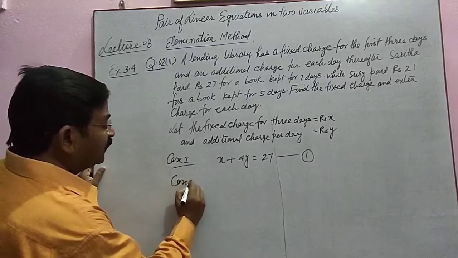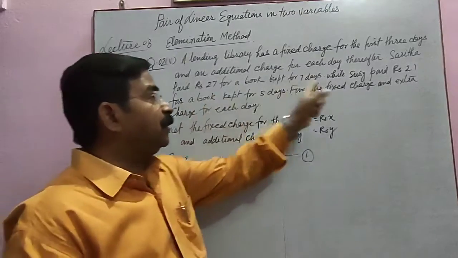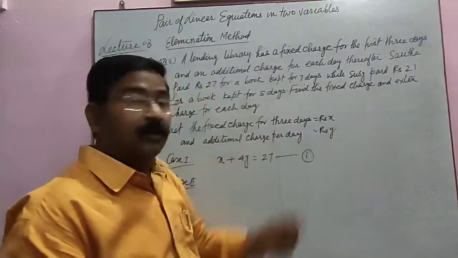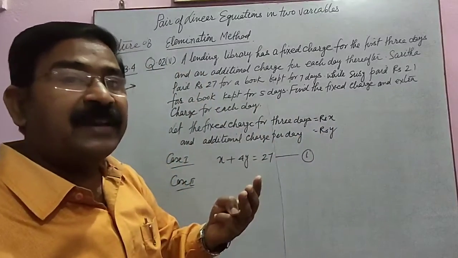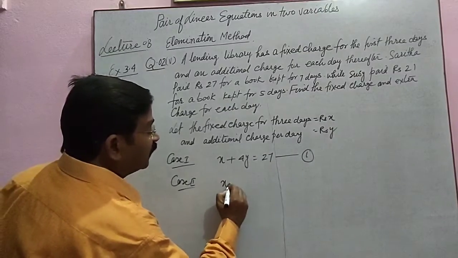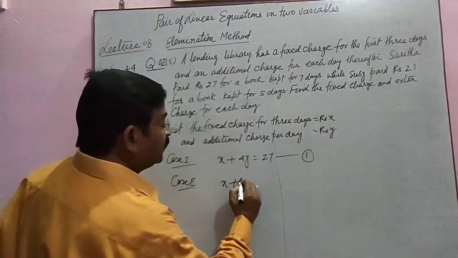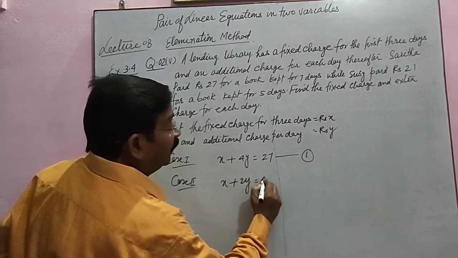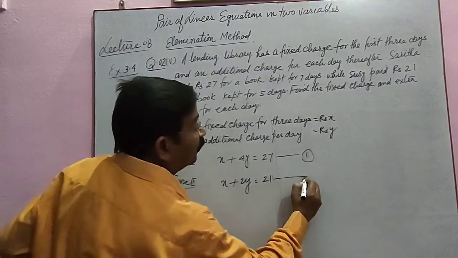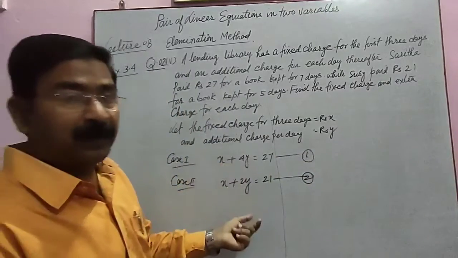In the second case, a girl kept the book for 5 days. So for 3 days, she has to pay X rupees. And how many days are remaining? 2 days are remaining. So for 2 days, she will pay 2Y and total is 21. Equation number 2. Once again, you have a very simple equation.